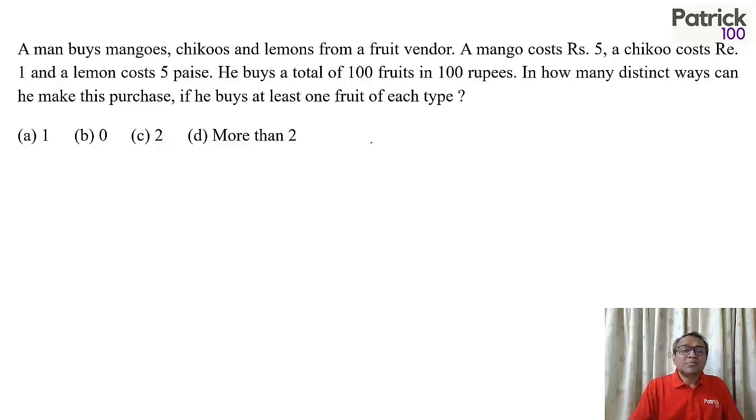The man buys mangoes, chikus and lemons. So mango is 5 rupees, chiku 1 rupee, lemon 5 paise. Total 100 fruit, 100 rupees. So 1 rupee per fruit, that means it's the same as chiku. Chiku is the average, 1 rupee per fruit, which means mango and lemon should mix to get me the average again.